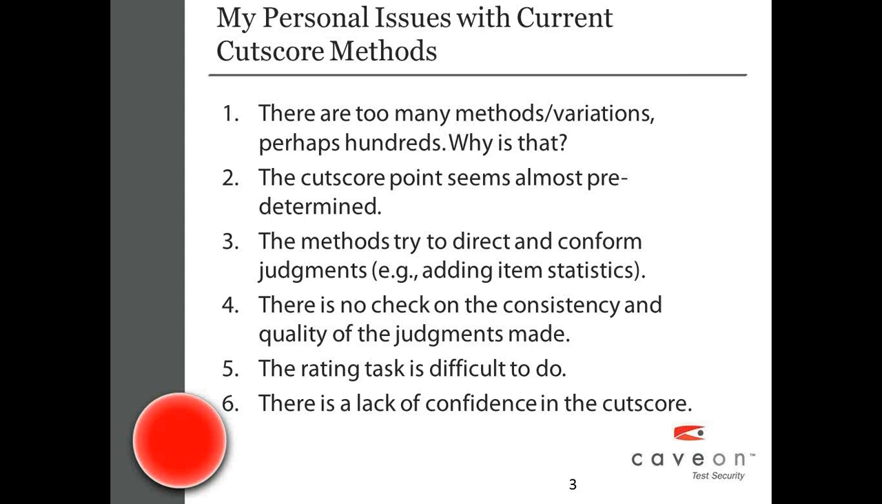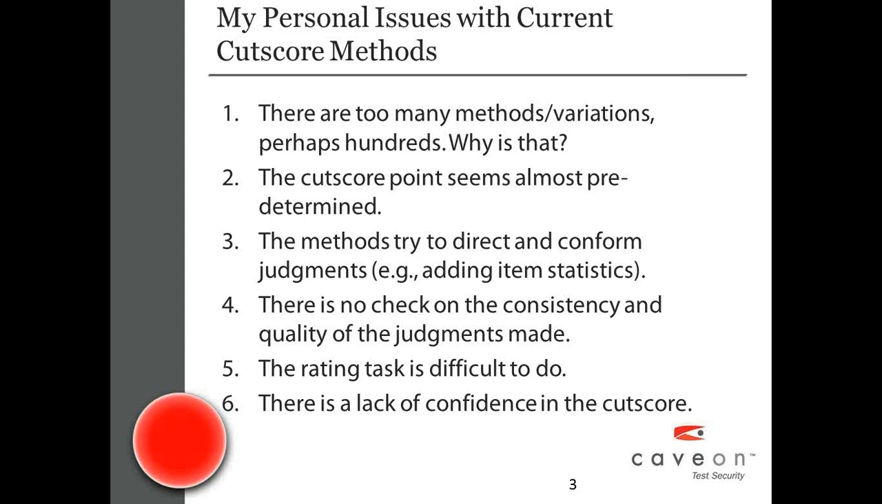This slide shows my personal issues with current cut score methods. This is the only slide I have that talks about other methods. And as it says, these are my personal issues. I've used different methods over the years, and so here are a few. First of all, there are many methods or variations of methods, probably hundreds of them. And as I look over them and read about them and try to understand the differences, I wonder why we have so many. Now that's ironic a bit because I'm presenting another one today.